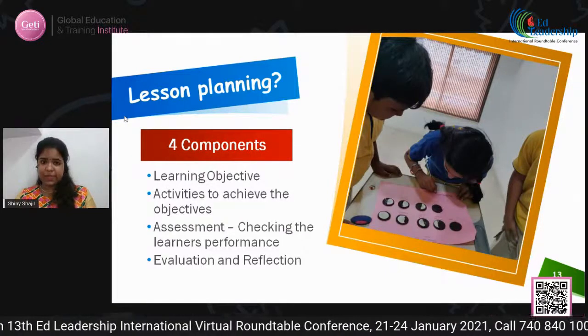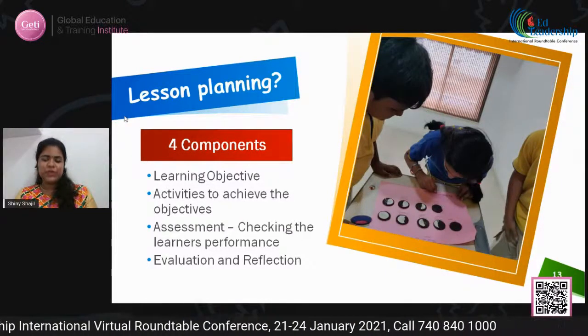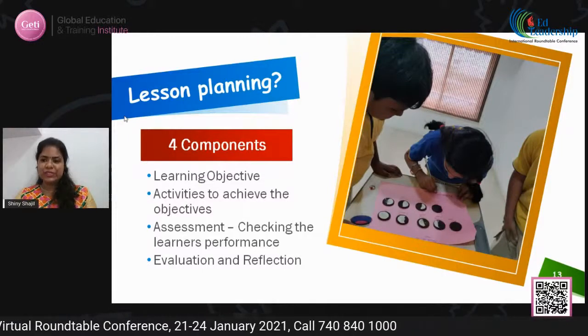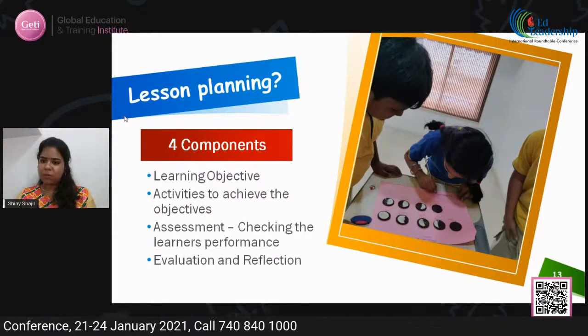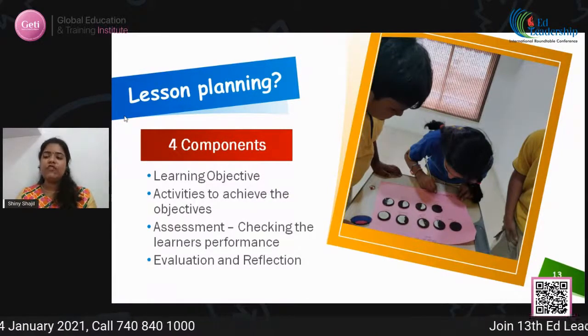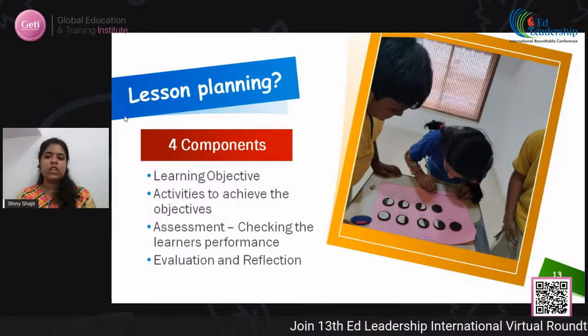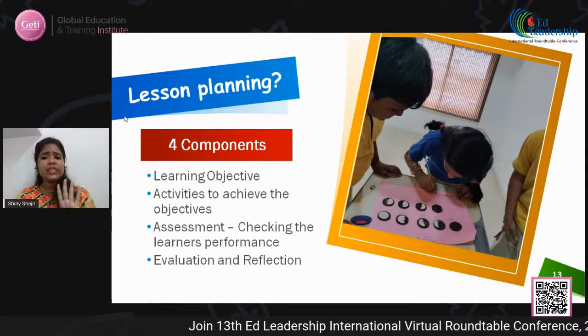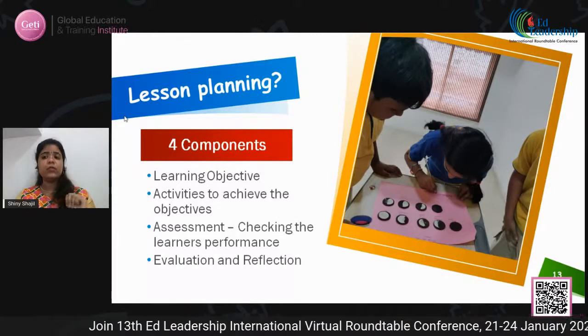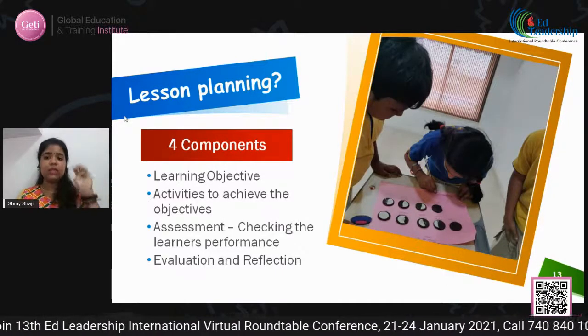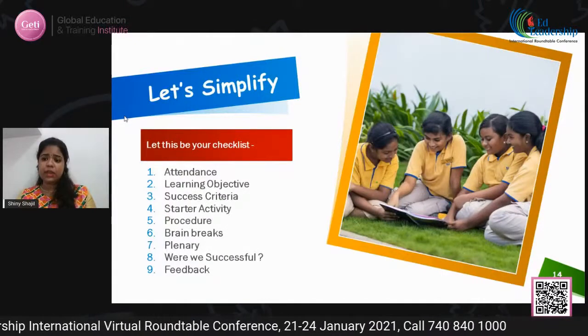And then assessment. So you finish taking the class, but you have to be sure whether your students have understood. So checking the learner's performance. And finally, you have to evaluate whether the children liked it or not. And you must reflect on your teaching practices. So these are the four components of lesson planning. So while you're going to sit down to plan a lesson, these four components must come into your mind.